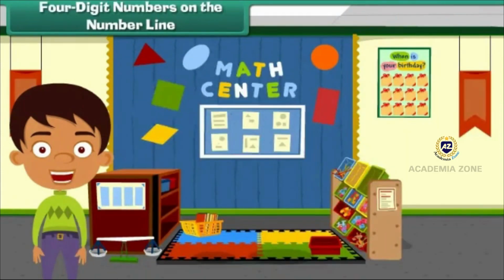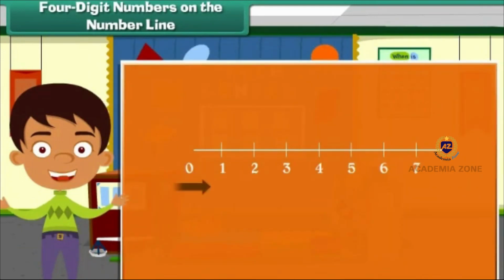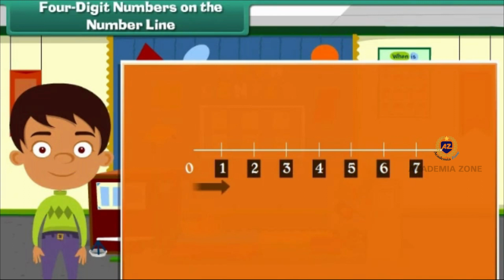Four-digit numbers on the number line. A number line is a line that is used to represent numbers. A number line has equally spaced divisions. The smaller numbers are placed nearer 0 than larger numbers.